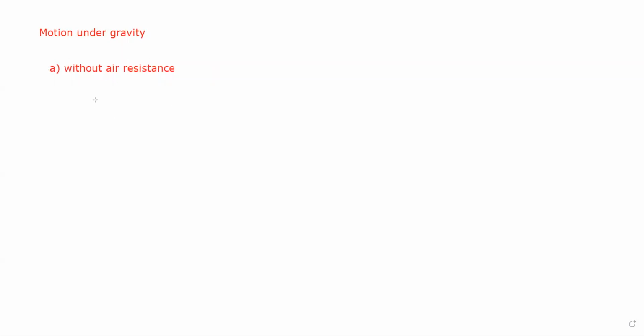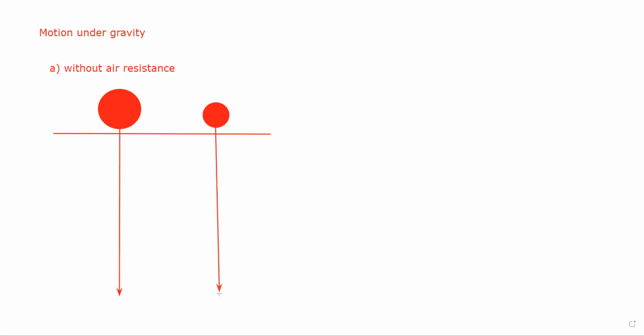So when the objects are falling without air resistance, even though they have different masses, if we drop the two objects from the same height, what we will observe is that both will hit the ground at the same time. So why will the two objects hit the ground at the same time without air resistance?